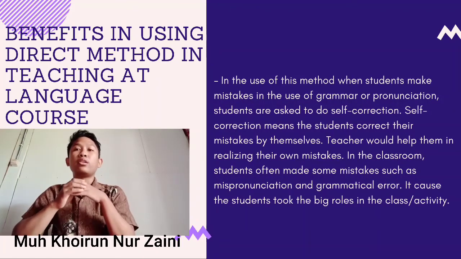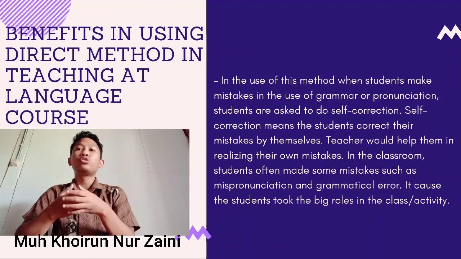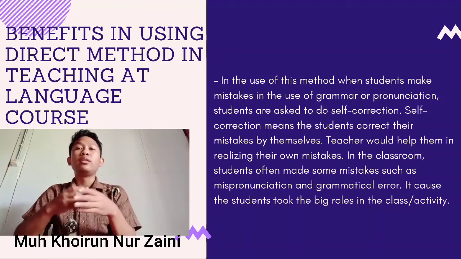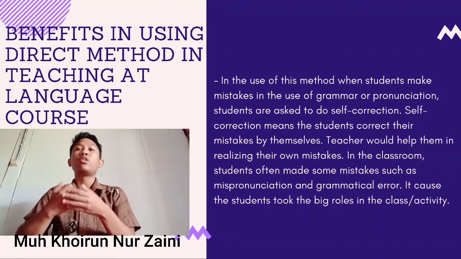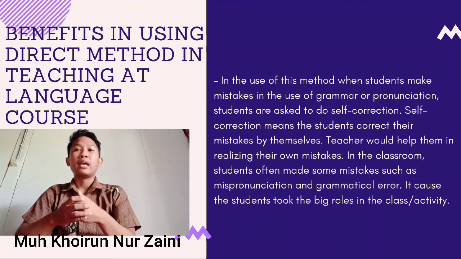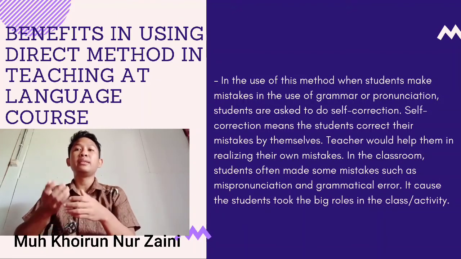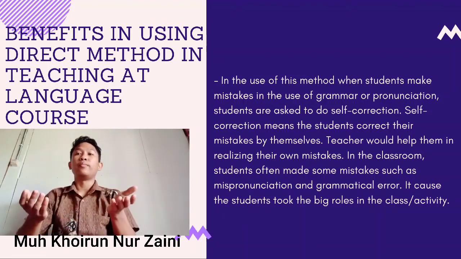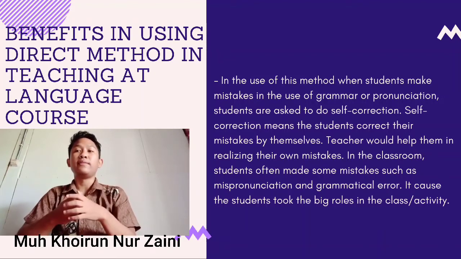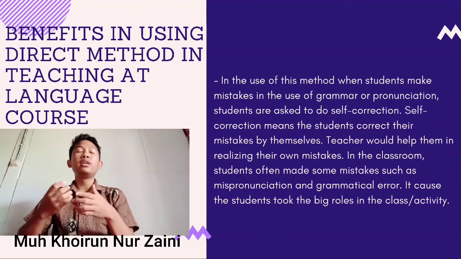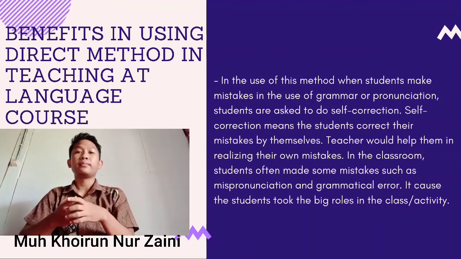In the use of this method, when students make mistakes in the use of grammar or pronunciation, students are asked to do self-correction. Self-correction means the students correct their mistakes by themselves. The teacher would help them in realizing their own mistakes. In the classroom, students often make mistakes such as mispronunciation and grammatical errors. It causes the students to take a big role in the class activity. The conclusion is that when the teacher uses this method, students can correct their own mistakes.